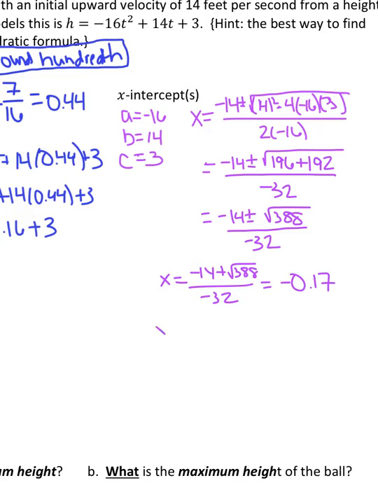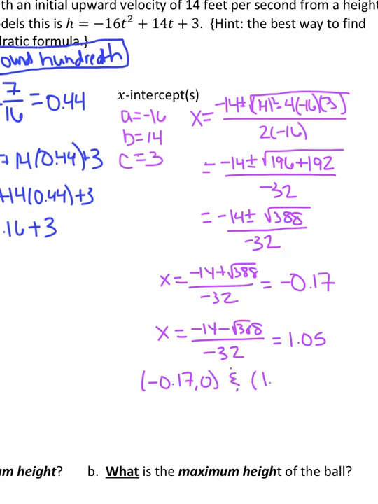And then you're going to do the second one. X equals negative 14 minus the square root of 388 divided by negative 32. And when you plug that into your calculator, you get 1.05. So here are my two answers. I have negative 0.17, comma 0, and 1.05, comma 0.